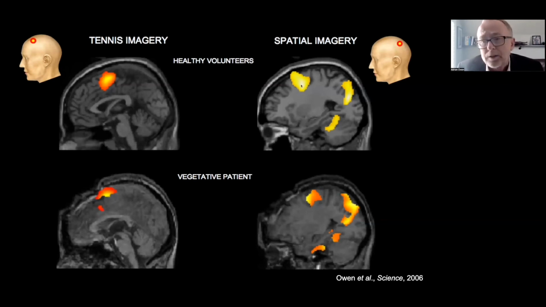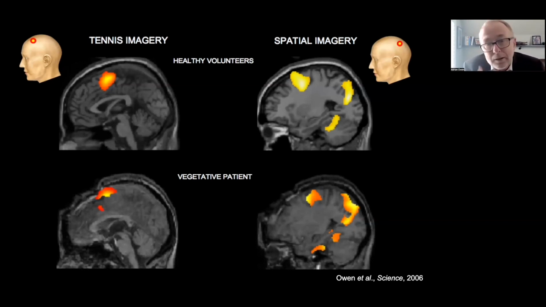When we switch tasks to something else, spatial imagery, in this task we ask people to imagine moving from room to room around their own homes, and that produces activity in a lateral area of the premotor cortex, the parietal cortex, and the parahippocampal gyrus, an area deep in the brain that's often referred to as the parahippocampal place area. And when asked to perform this task, the patient could do it. She could activate all three of those regions: lateral premotor cortex, posterior parietal, and the parahippocampal gyrus.